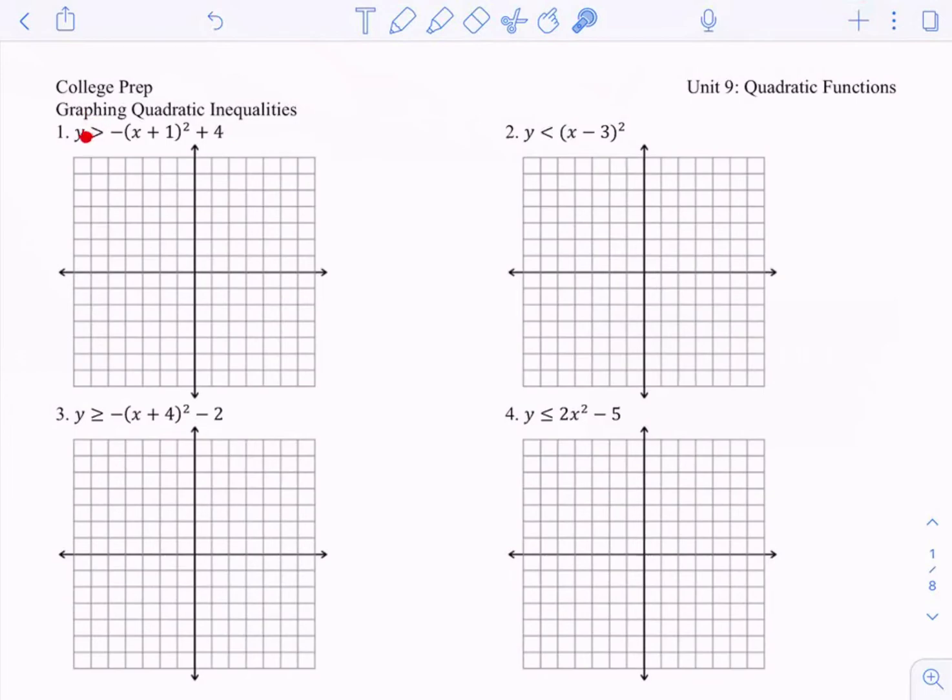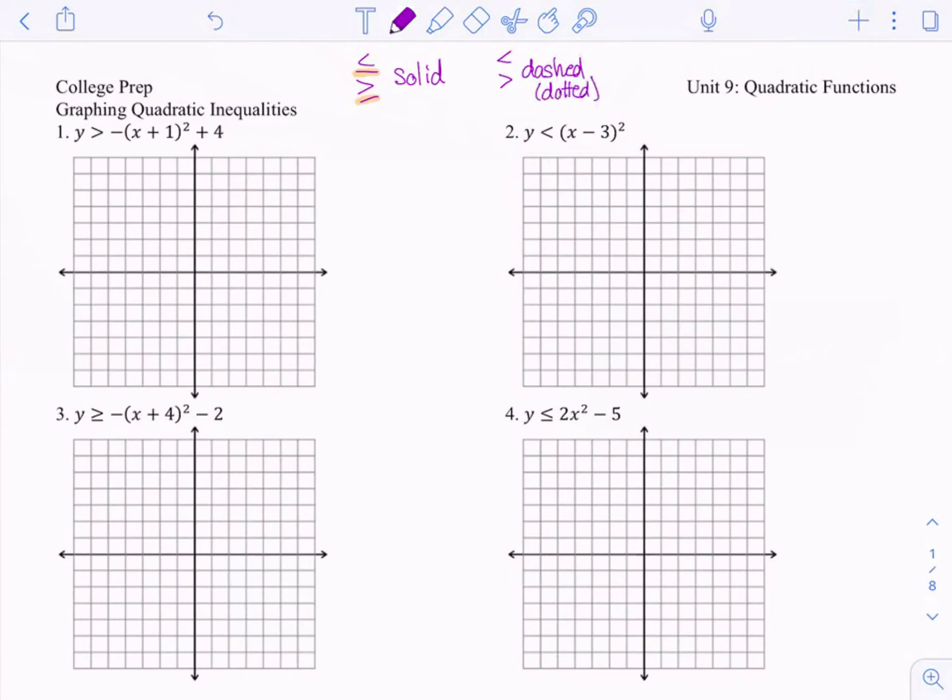When y is greater than, you're going to shade above. When y is less than, you're going to shade below. So you really have to remember those things. So maybe we'll jot them on the top as little reminders. If it's less than or equal to or greater than or equal to, because it has the equal to sign here, you're going to have a solid line. And then if it's just here, you're going to get a dashed or a dotted line.